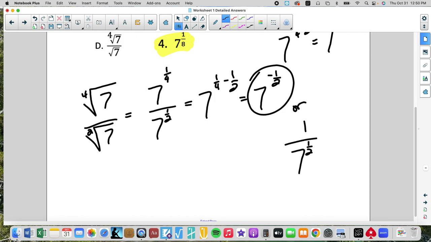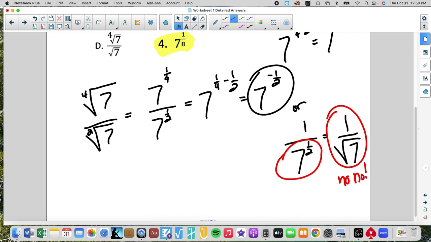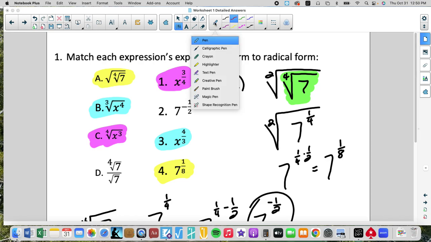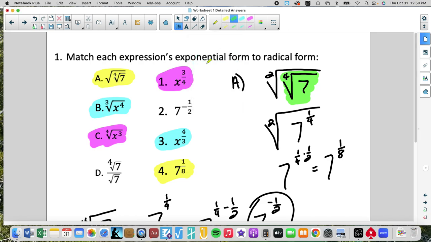Now, we don't like radicals in the denominator, because that would be 1 over rad 7, and this, which we will find out, is a no-no. So that's why they put it in here. That's a very interesting, tricky one. But those are your 4 problems. Let's use green. So D is equal to 2. Good. All right.